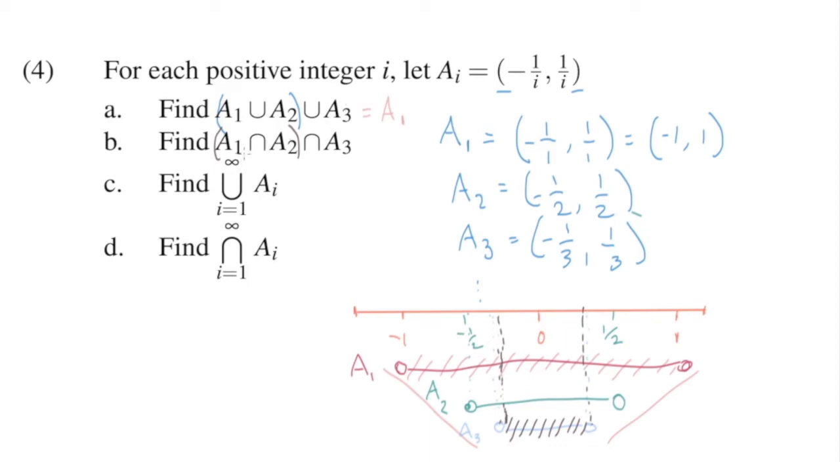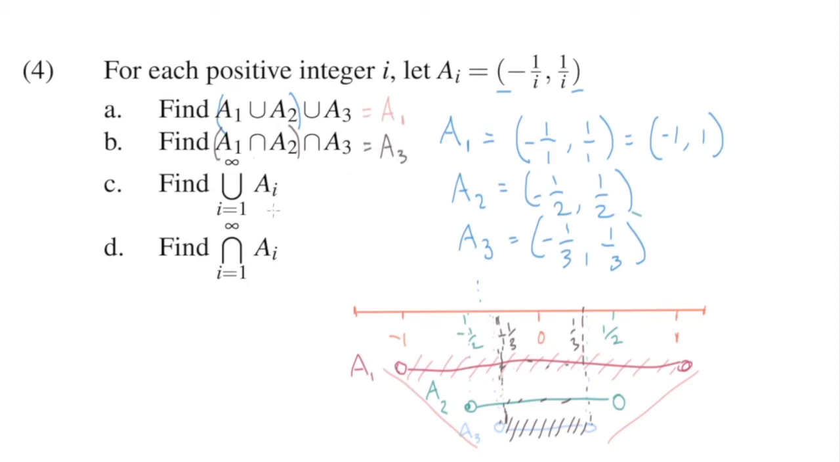So the intersection of A1, A2, and A3 will be the region where all three of these are active. Because the interval from negative a third to a third is contained within the interval negative a half to a half and negative 1 to 1. So the intersection, the region where all three of them are active, is A3.